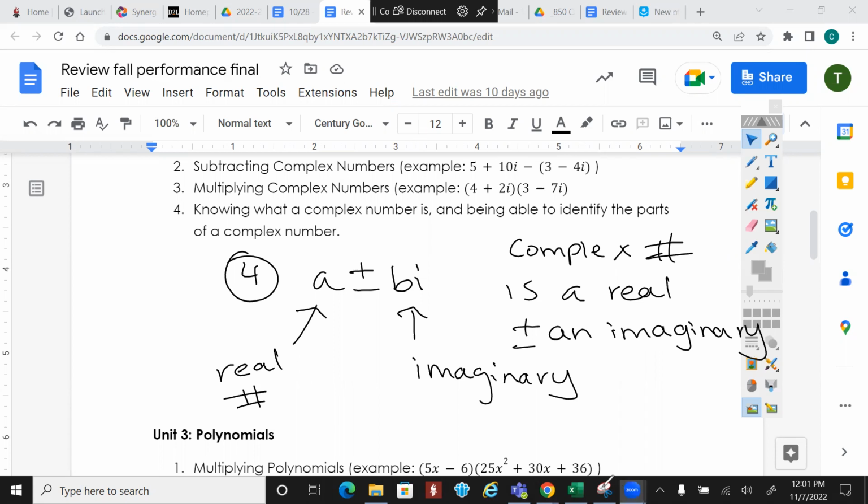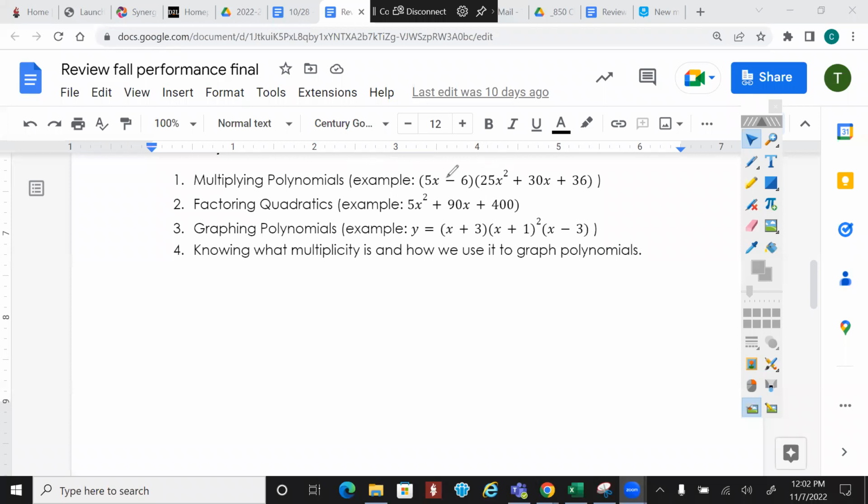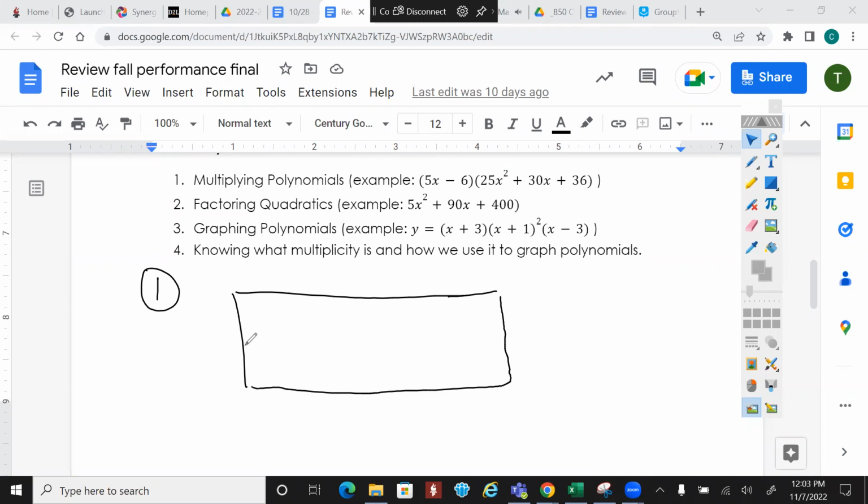I'm going to hit pause. So now we're going to multiply polynomials. You can do this the box way, or you can do this the distributive way. I'm going to do it with the box just to show you a different way. On number 1, we're going to do the box. So we're going to put 5x minus 6 on the side, and we're going to have 25x squared plus 30x plus 36 along the top.